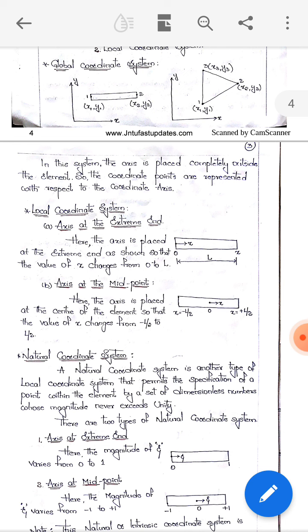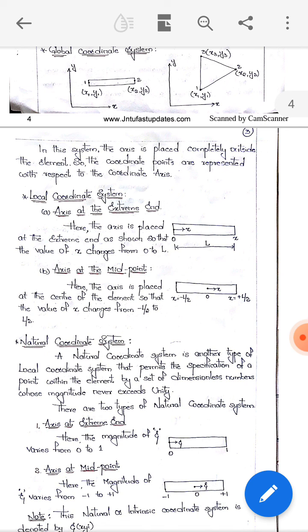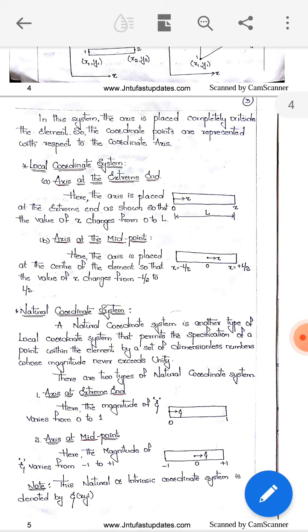Now, if the element is a rectangular element with length L, then one boundary is 0 and the other boundary is L, the total length. So, the extreme end is L, and the initial boundary is 0. For a local coordinate system, the axis can be varied inside at any region. Similarly, for a global coordinate system, the axis can be varied at any distance outside based on the necessity.